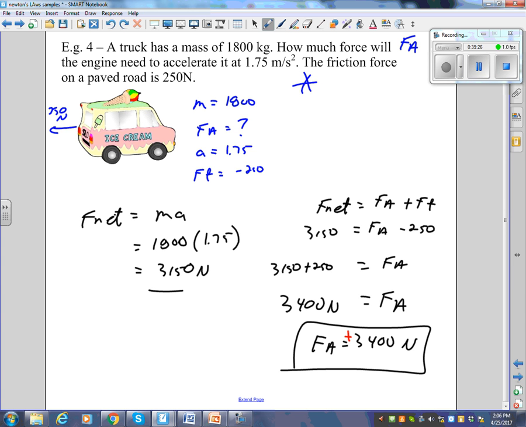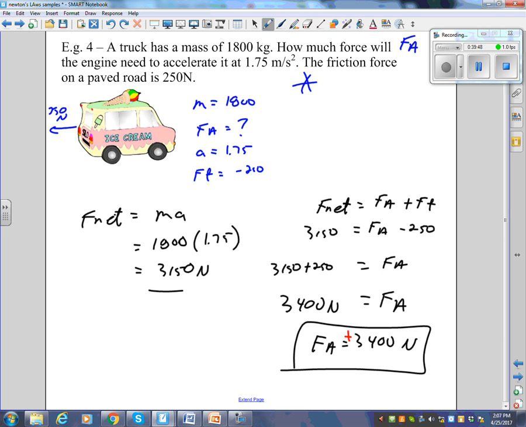If the car is moving backwards, the friction will be forward, but it's going to be plus. Okay. Hold on for a second, you guys.